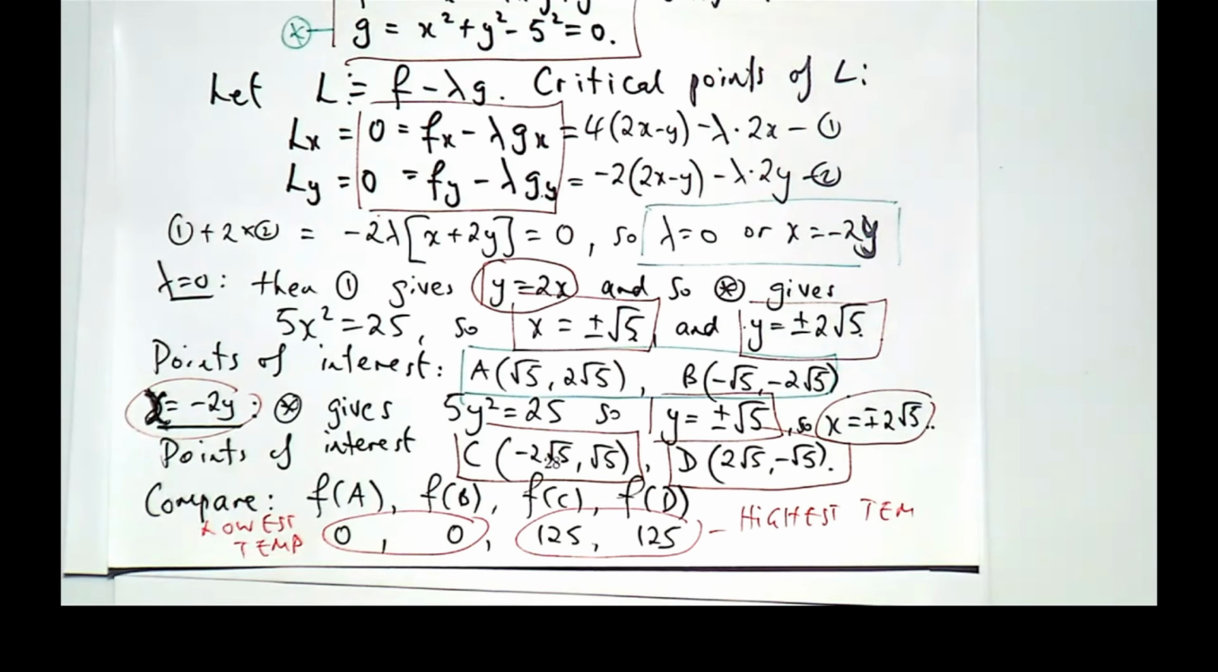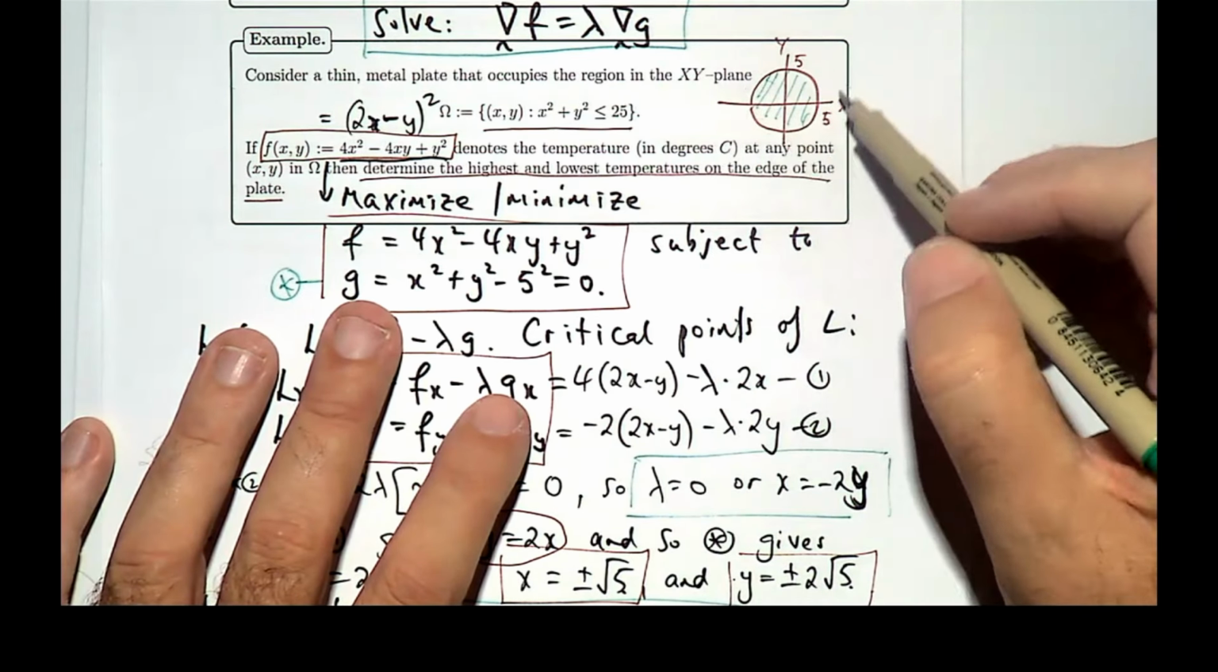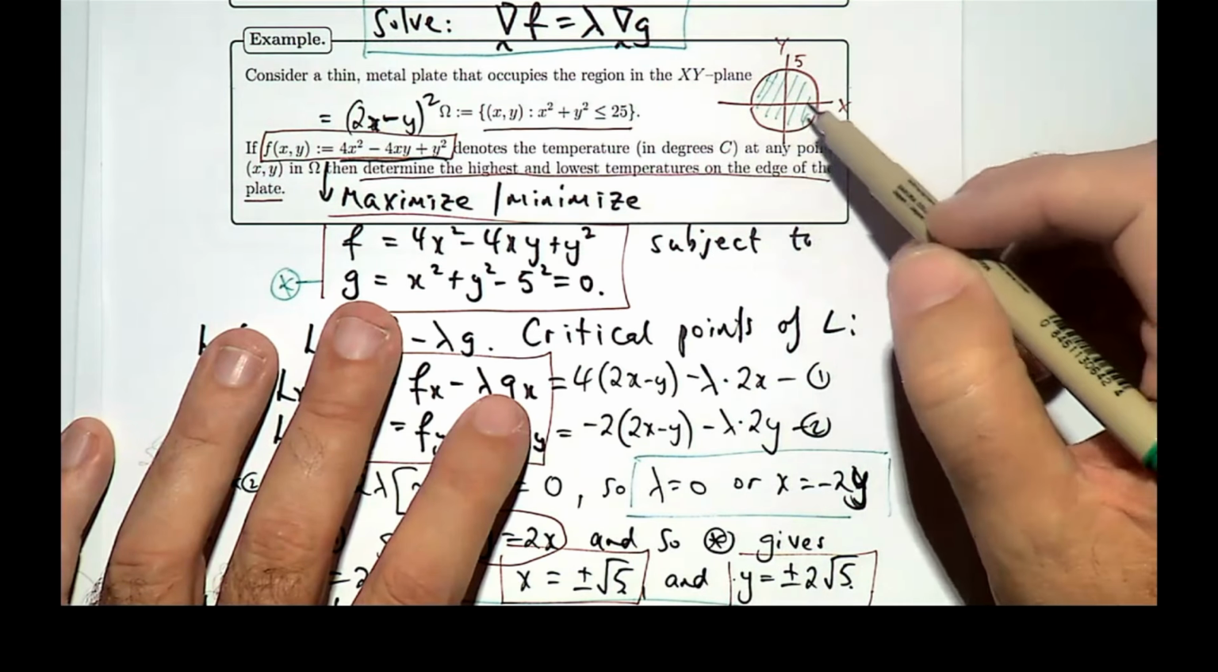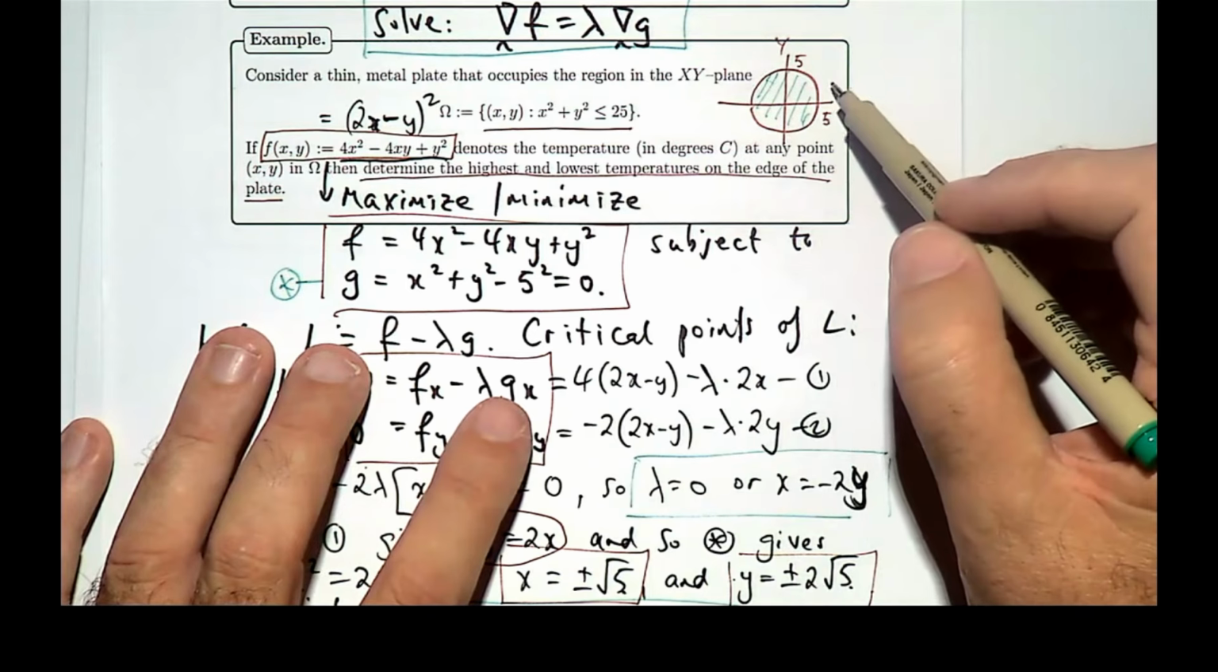Why do you not consider the boundary points of the constraint function? Say again. Why do you not consider the boundary points of the constraint function? Where? Okay, good question. Where are the boundary points? We're on the boundary. What about the ones that intersect with the x and y axes?